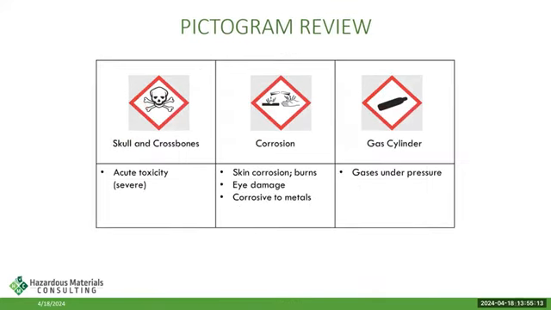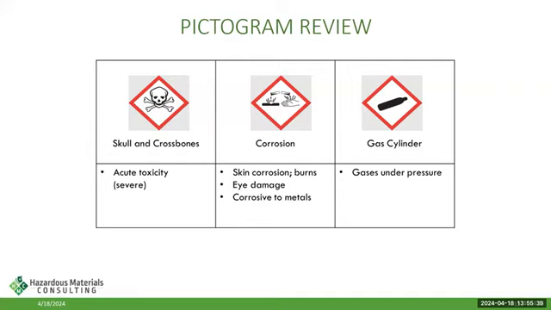Not worth it. The next set of pictograms we're going to talk about, the first one is skull and crossbones. The skull and crossbones indicates acute toxicity. So this is stuff that's going to have a really, really big impact with a very small quantity. These are ones that you're really going to have to evaluate. Do you even want anything like this in your school district? A lot of times it's just not worth it. The next one is corrosion.